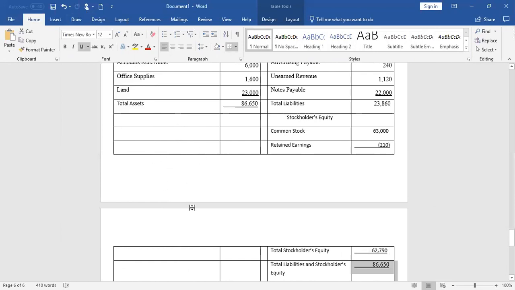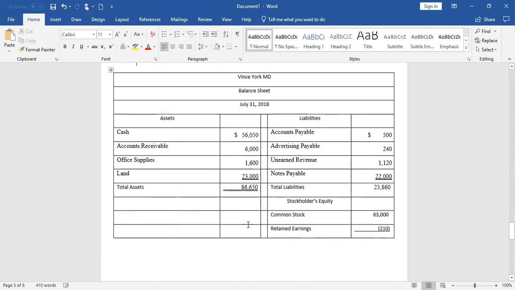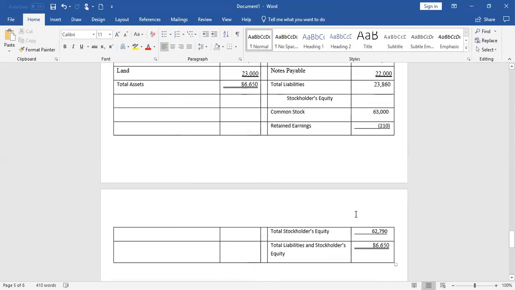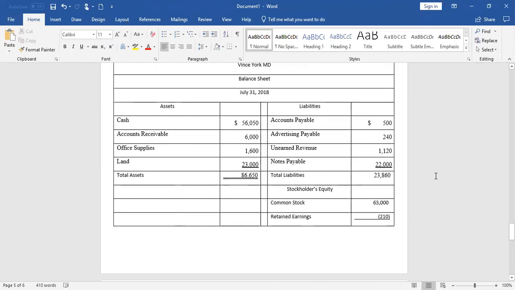So I do apologize for these pages coming apart here, but it is what it is. Okay, I don't want to go messing around, I'll screw it all up. You get the point of it. And this is a nice, really good comprehensive look at creating that balance sheet.